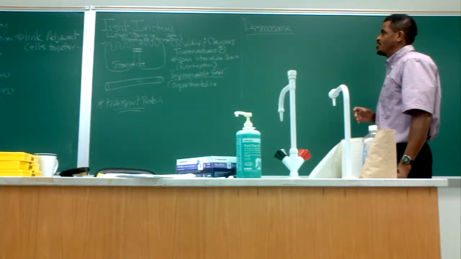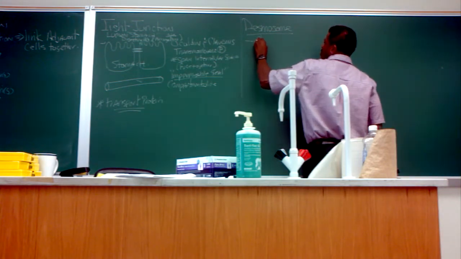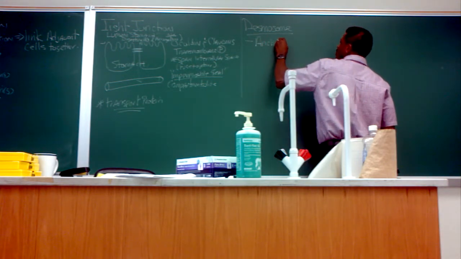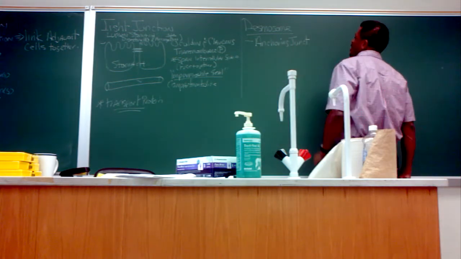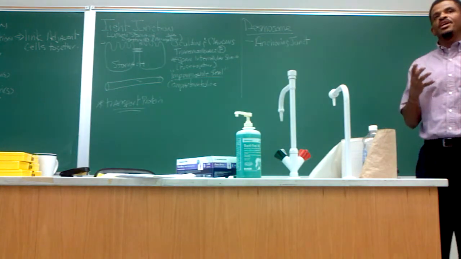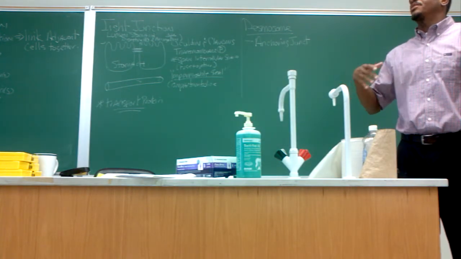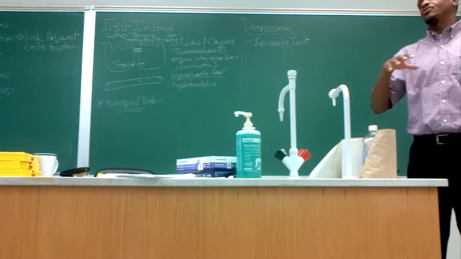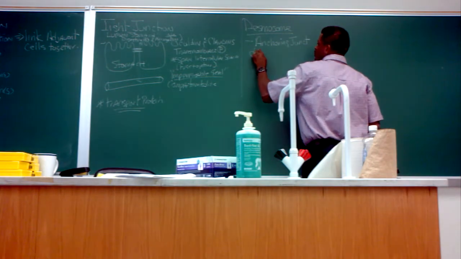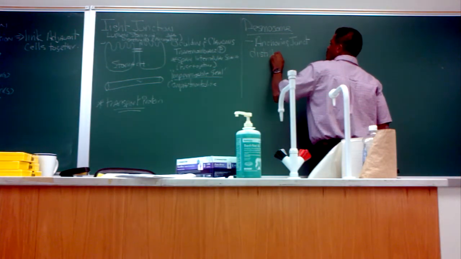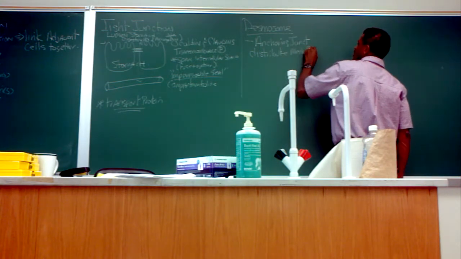A desmosome is an anchoring junction, and it is to link adjacent cells together and also to distribute stress or mechanical stress applied to the epithelium or applied to the tissue. So distribute stress applied to our tissue.